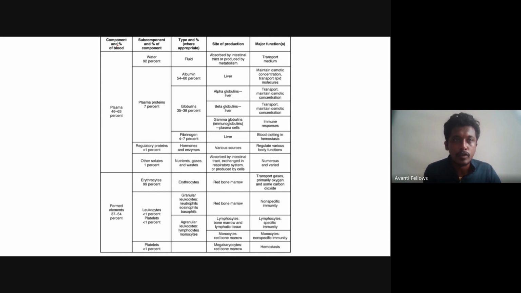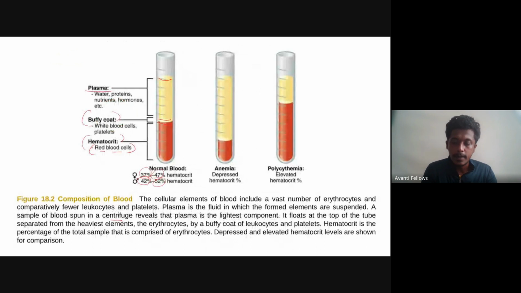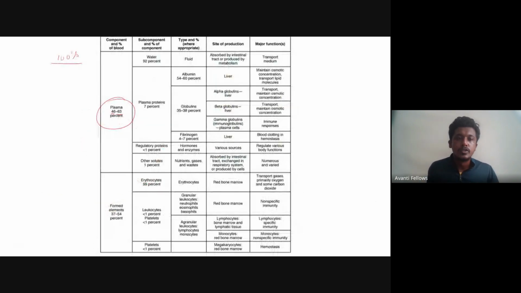First we talk about the plasma. Out of 100% of the blood, we have around 46 to 63% which is made up of plasma. So what is plasma? You can see here it's a straw-colored fluid that is present in our blood. What does this plasma have? Plasma is made up of 92% water. So the majority of the plasma is water. It is a very important fluid that helps as a transport medium for all the biochemical ingredients that are necessary for our body.